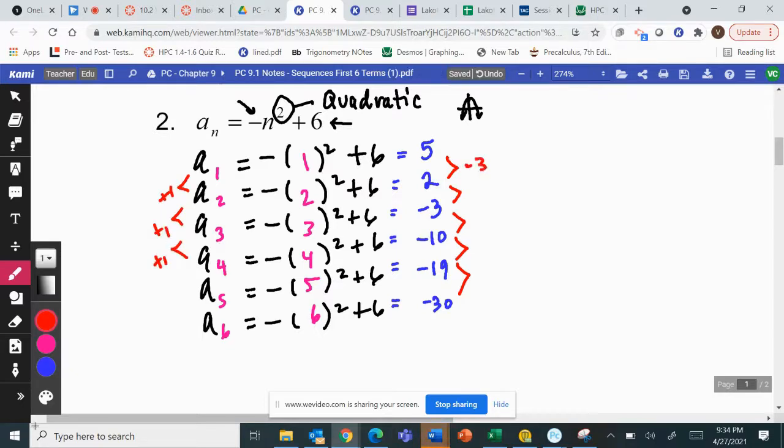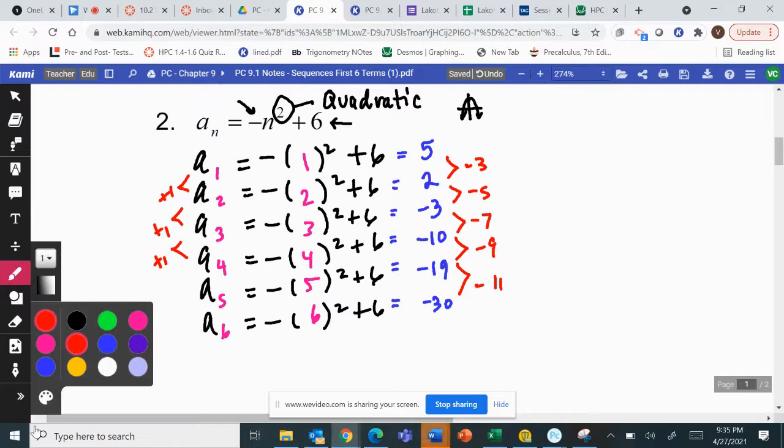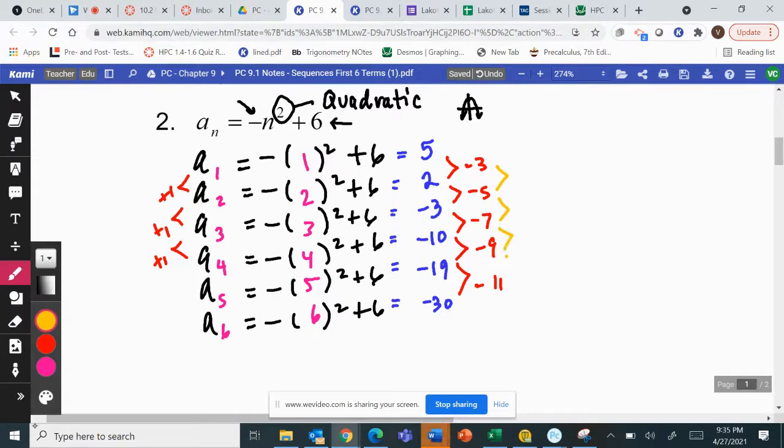Let's see, we have a -3, we have a -5, -7, -9, and then -11. So it's like we're subtracting 2 more than we subtracted before. If I take what I just said and write it as a second pattern, I'm going to be subtracting 2, subtracting 2, subtracting 2, subtracting 2.